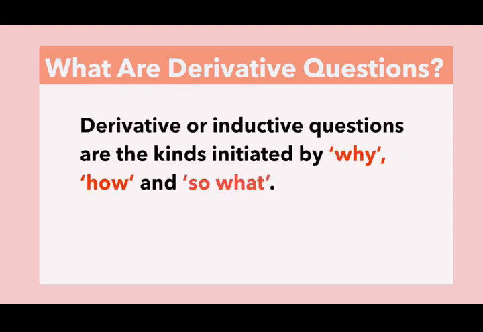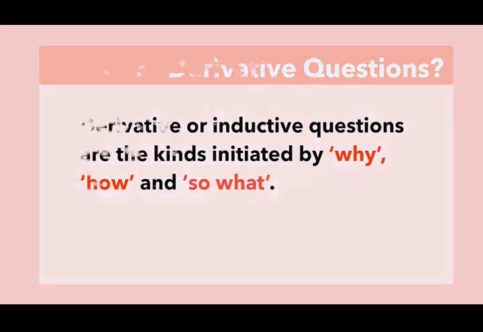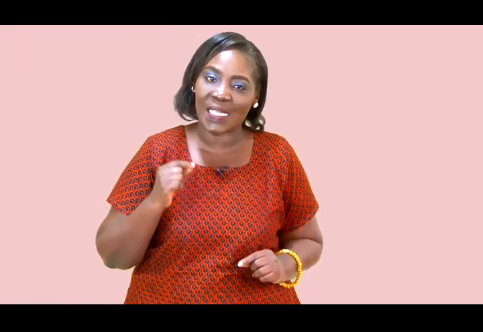Derivative or inductive questions are the kinds initiated by why, how, and so what. These types of questions take readers through the text, allowing them to evaluate and interpret evidence from a written text. This requires that you read the text paying close attention to detail. Let's look at answering derivative questions.